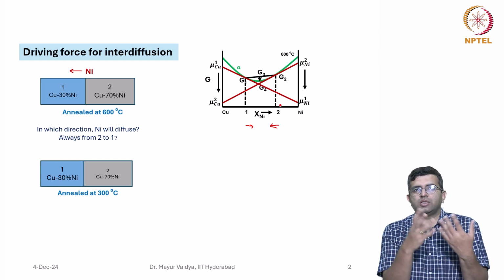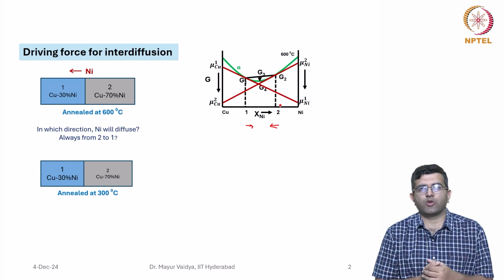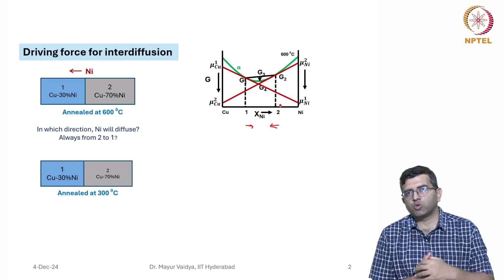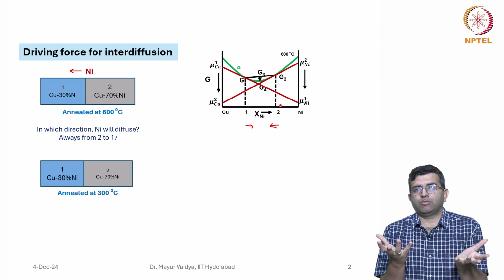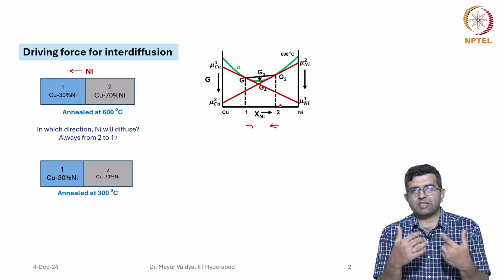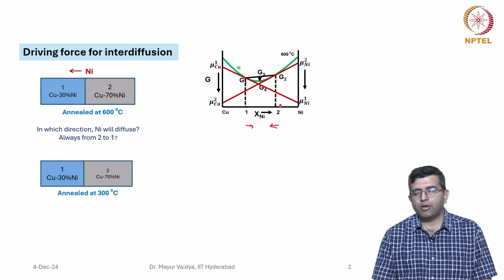Now, you will tell, sir, what is so new in this? This we could have even seen from the concentration gradient, that diffusion will happen from 2 to 1. So what is so fantastic about this? I would say let us look at the second case, and then we will understand the importance of the chemical potential gradient.